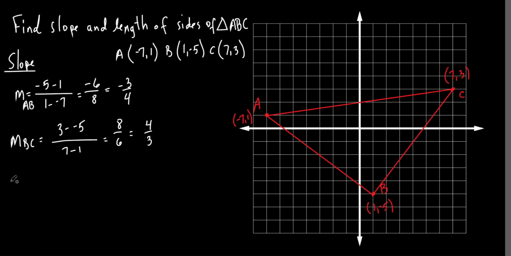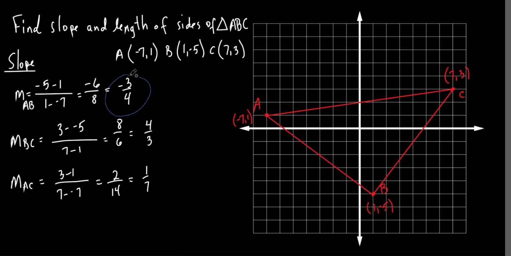What's the other one we're missing now? Slope of what? Yeah, AC or CA. All right, let's do A and C. It's this third one right here. So it's 3 minus 1, and it's 7 minus negative 7. What's that? 2 over 14. Reduce it. 1 over 7.